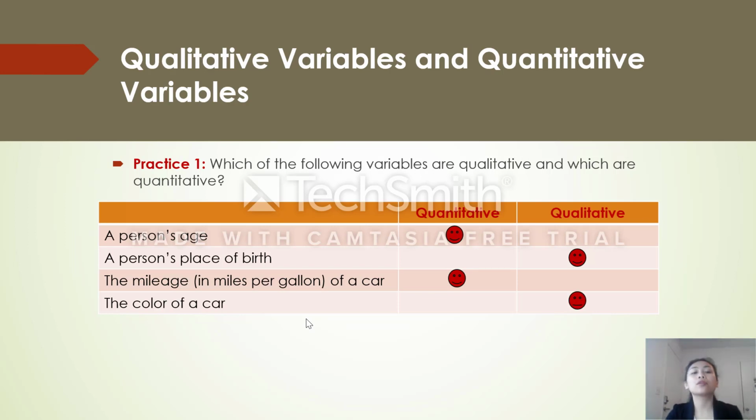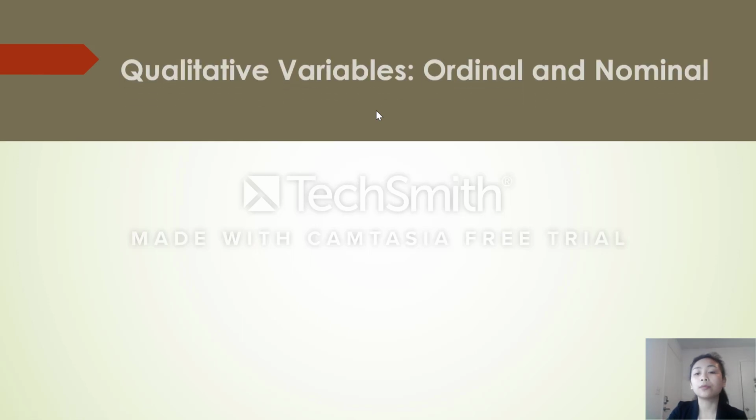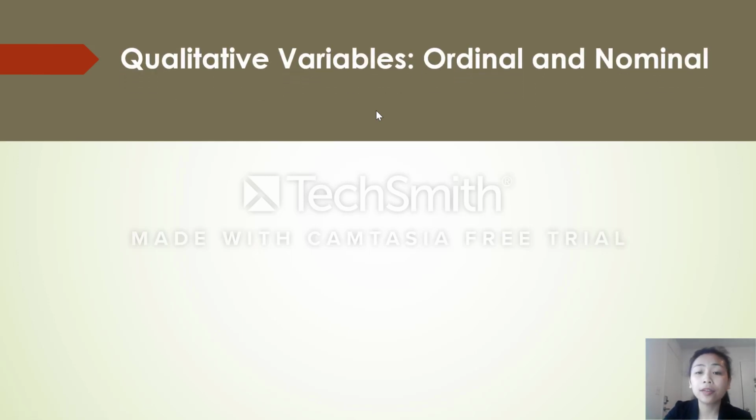So that is about qualitative variables and quantitative variables. Now we are going to work on them one by one. Let's start with qualitative variables. In qualitative variables, we have two types, either ordinal or nominal variables.